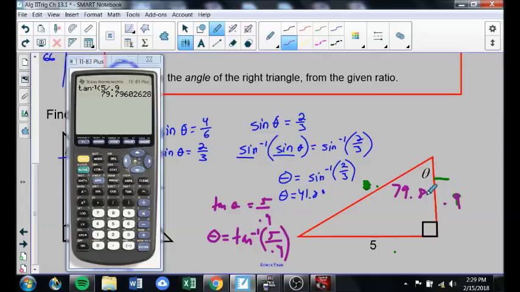I just really want to stress, sine, cosine, tangent of right triangles, those give you side lengths. They give you ratios of the triangle's sides. Sine inverse, cosine inverse, tangent inverse of right triangles, only right triangles, gives you angle measures.